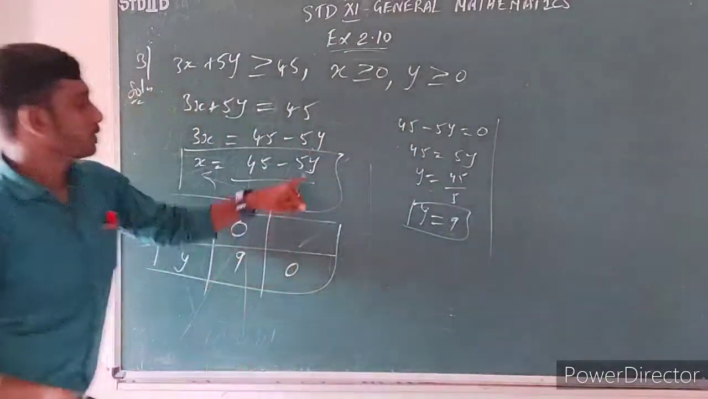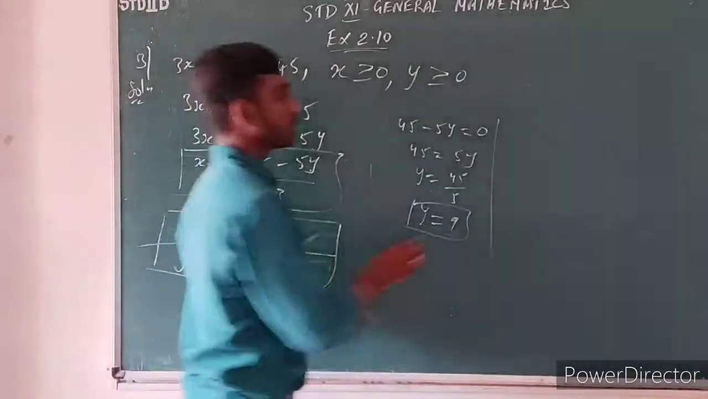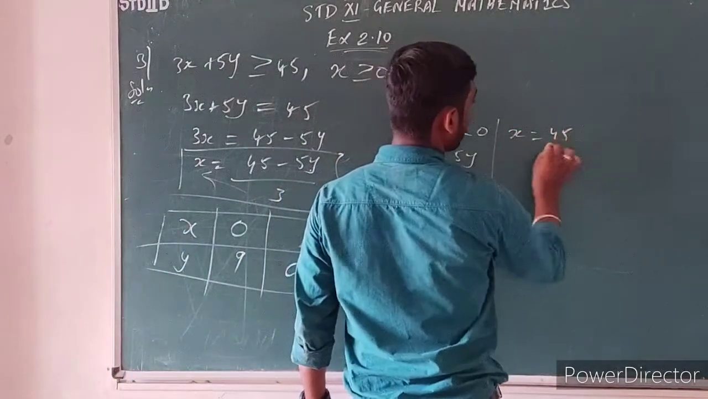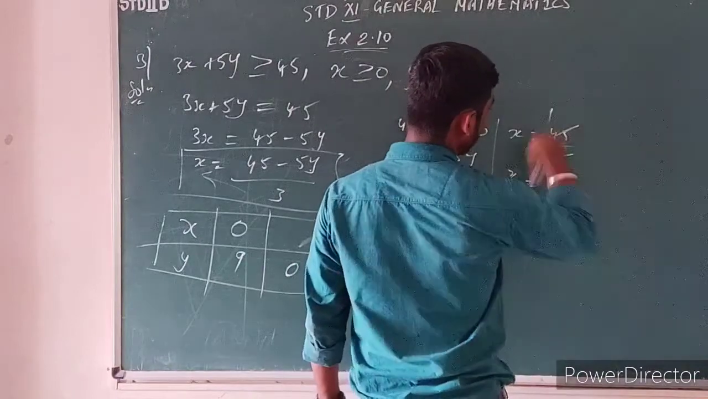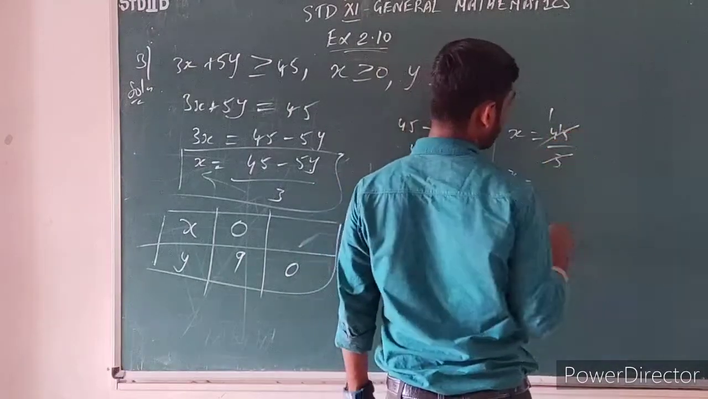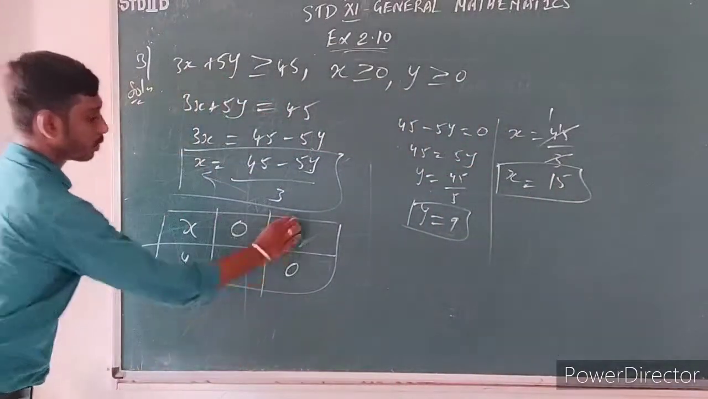Y is equal to 0 means this term will be cancelled here. So x is equal to 45 divided by 3. I am cancelling this one. 3 ones are 3, then balance one will be 3 fives are 15. What is the value you are getting? It will be 15 here.